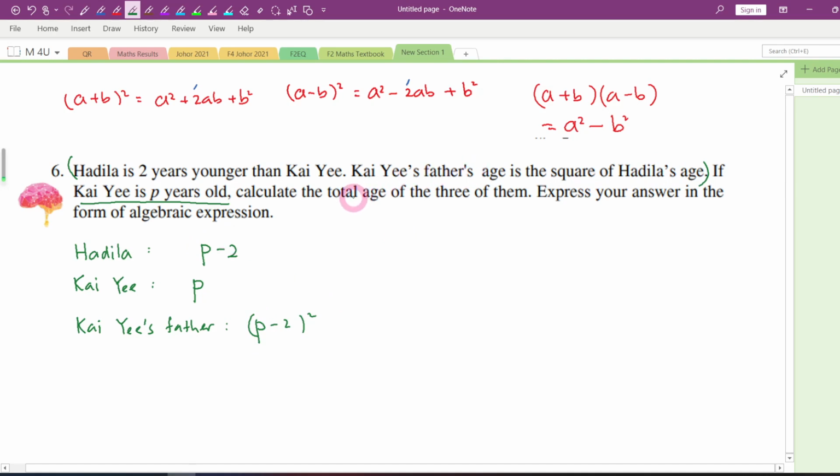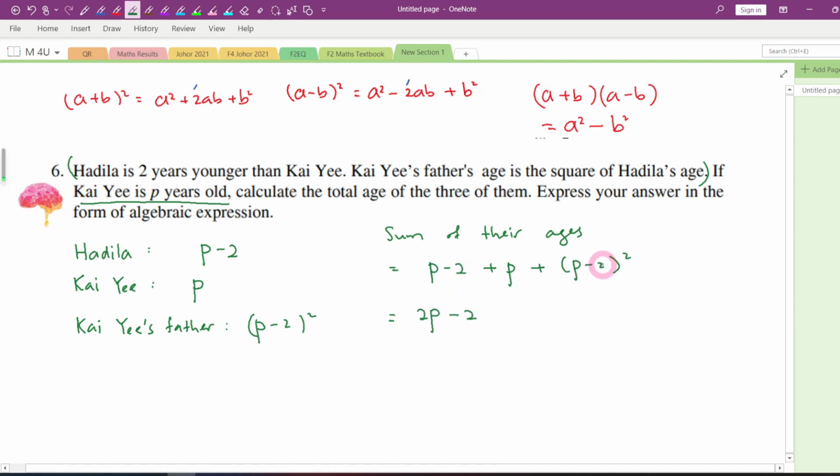Now what do we want to do here? We want to calculate the total age of the three of them. We want to find the sum of their ages, or you can write total age. Now it becomes easier, right? So P minus 2, plus P, plus (P minus 2) squared. P plus P, you will get 2P. Minus 2, you just copy.